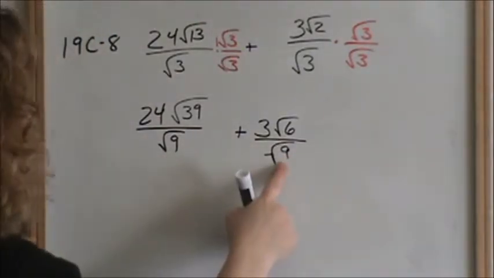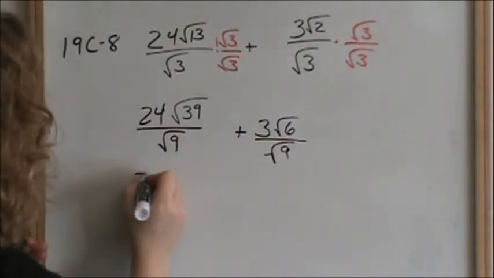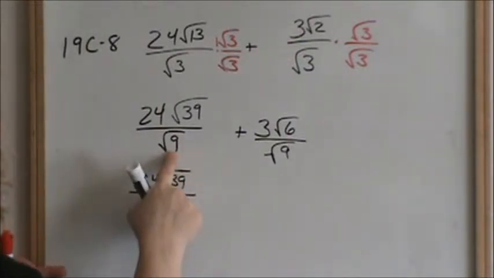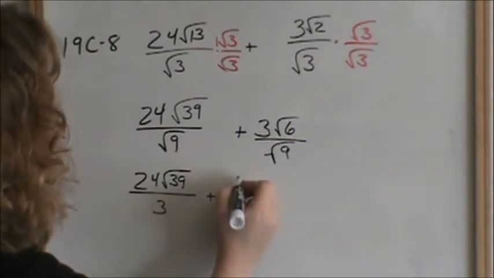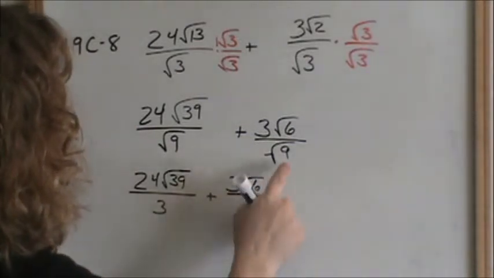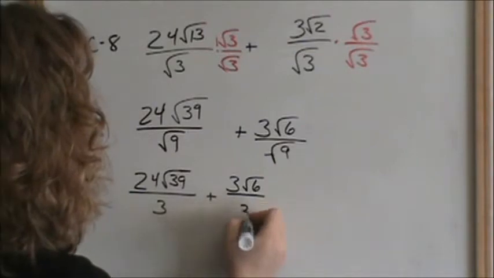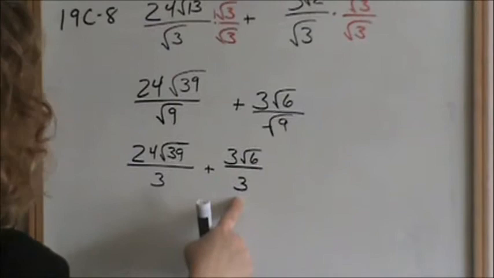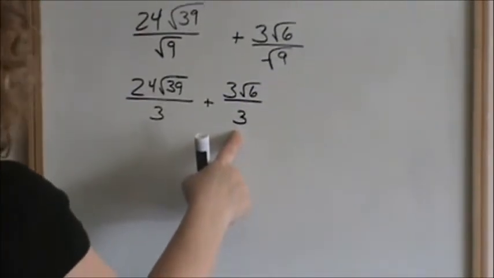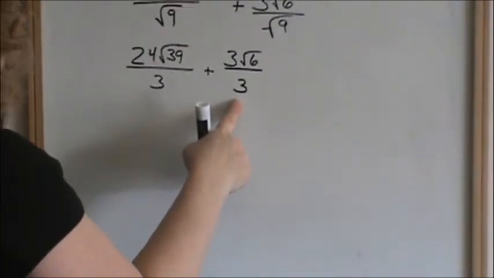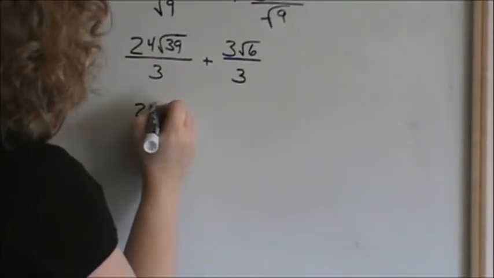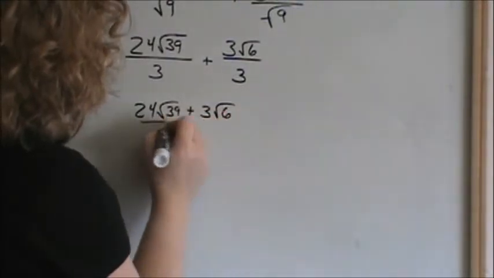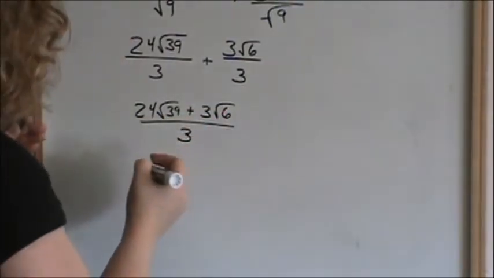Now we simplify the radicals in the denominator. So you have 24 square root of 39 all over square root of 9 is 3, plus 3 square root of 6 over square root of 9 is just 3. Hallelujah, we have the same denominator, so you do not have to make a common denominator. You already have one. So step number 3 is combine the numerator. So you can write 24 square root of 39 plus 3 square root of 6 all over the same denominator.